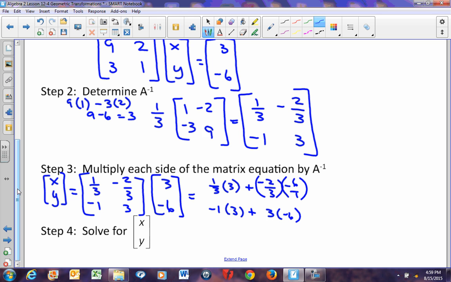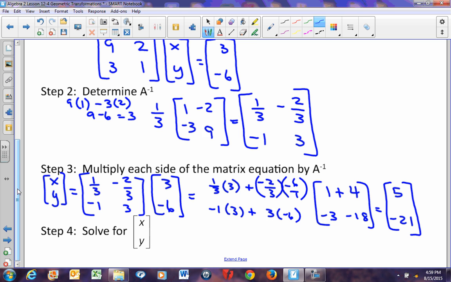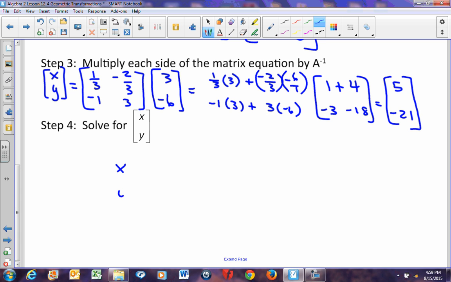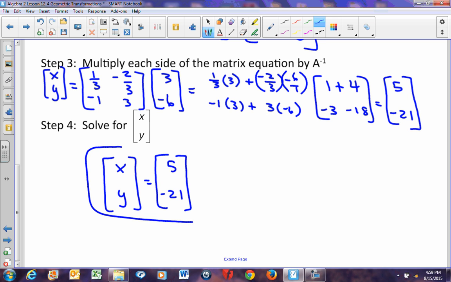So 1/3 times 3 is 1. -2/3 times -6 is 4. And -1 times 3 is -3. And 3 times -6 is -18. So we're going to get 5 and -21. So the solution to this equation, okay, solve for x, y: x, y equals 5, -21. And that's how you do it the long way.